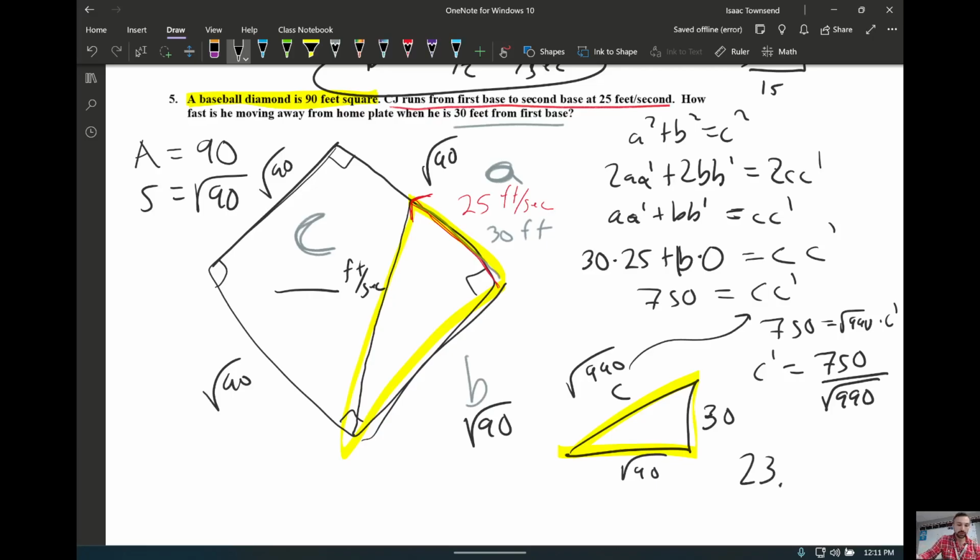Or about 23.837. And I already wrote the units down earlier, so I don't have to try to figure that out again. He's running about 24 feet per second at that instant, which is super fast, especially for somebody running on such a small field.